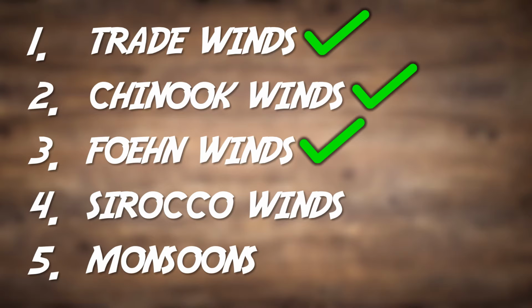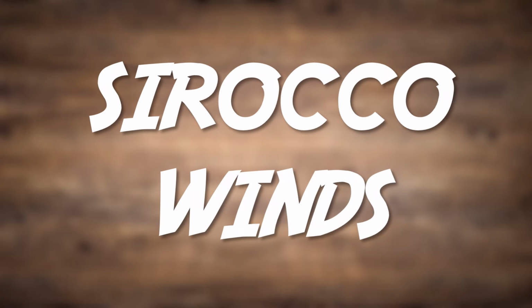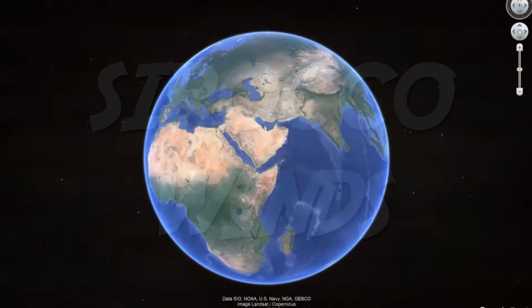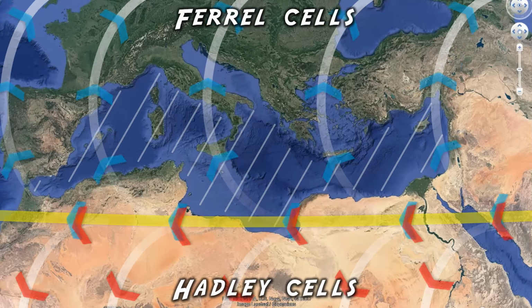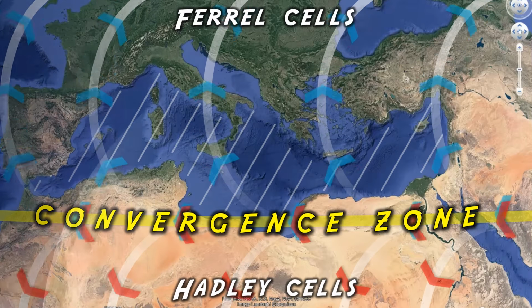And that's Foehn winds. Sirocco winds. Next we have Sirocco winds. Sirocco winds occur mainly here, over the Mediterranean Sea, where the Ferrel and Hadley cells meet. Areas where prevailing winds meet are called convergence zones.